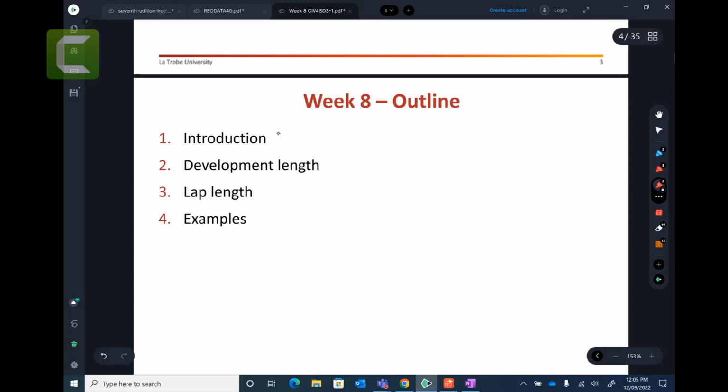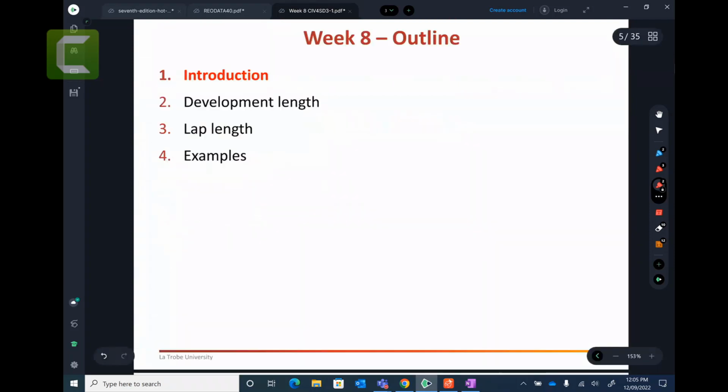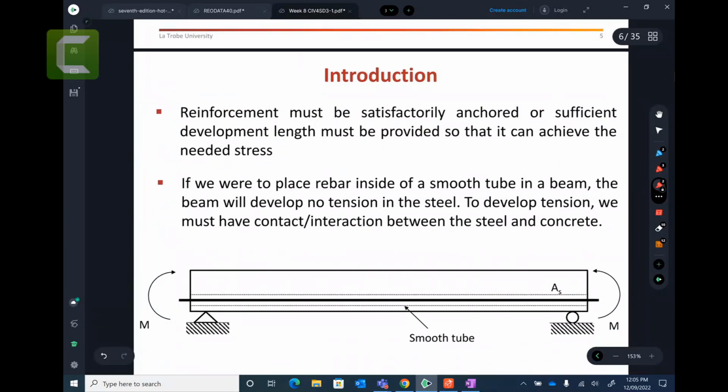So today I will talk about the introduction, development length, and lap length, and I will take one example to back up our theory. In the first hour I will take you through these topics, and in the second hour we will take the examples. As I mentioned, it's a very simple topic that does not require many technical details, but it is very important when you are going to do the real job in practice.